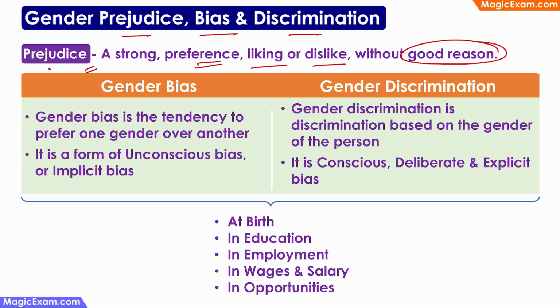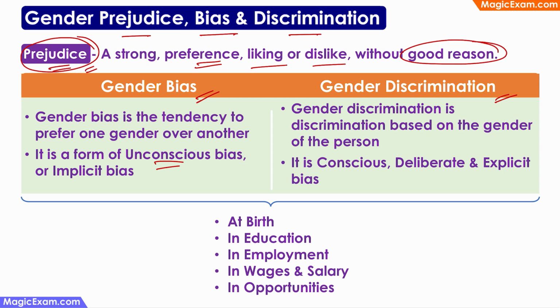Now this prejudice, that is the strong preference, liking or dislike, can result in bias or it can result in discrimination. If somebody is unconsciously acting on this prejudice, in a sense, a manager might think that he or she is actually being very fair and is following a proper process. But if you look at the data, the manager might be selecting only male employees as compared to female employees. So this might be unconscious. In a sense, the manager is not doing it on purpose. This is just happening because of the prejudice that exists in that person's mind.